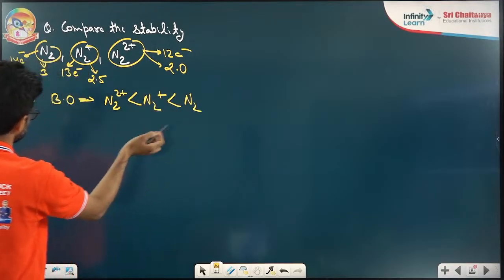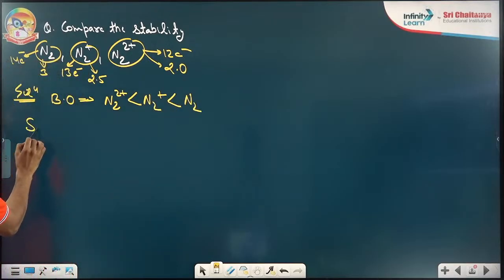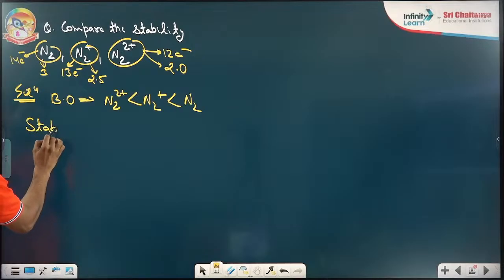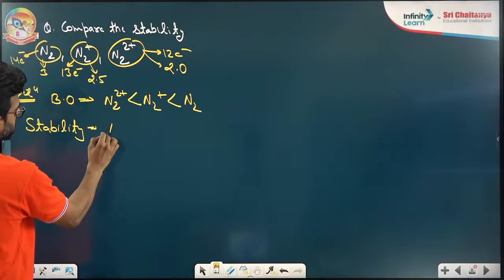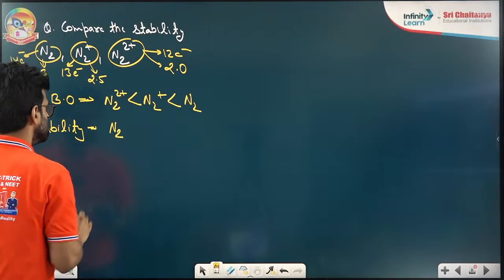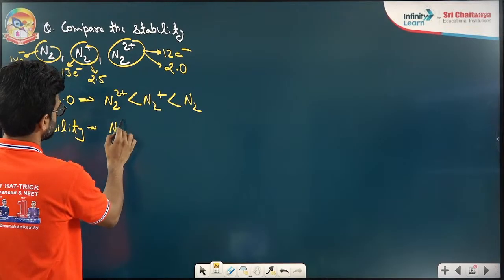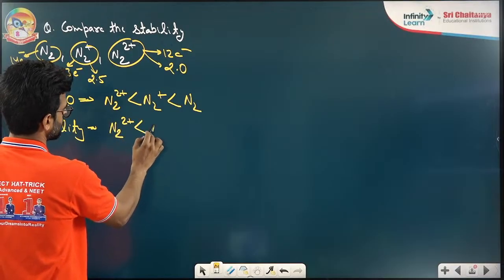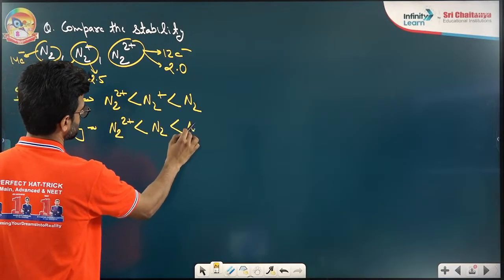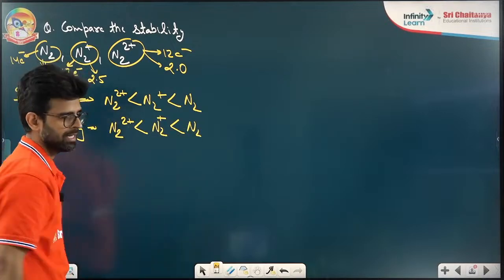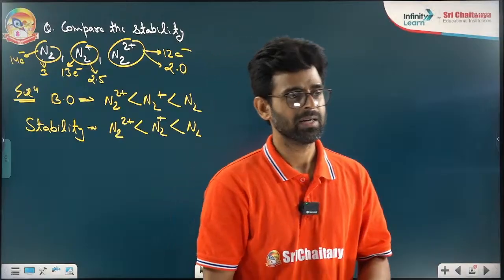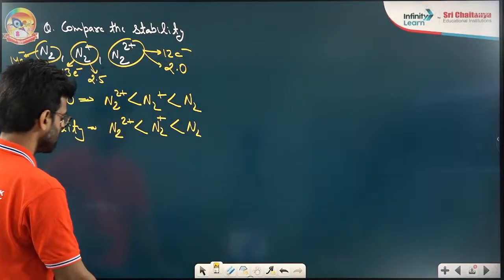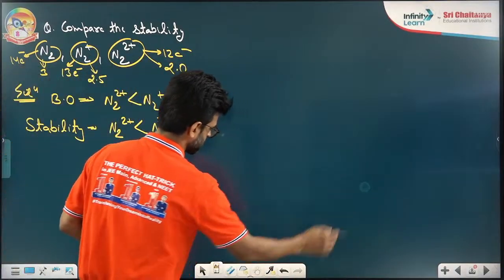Fine. If you go for the stability, you can give the stability sequence very easily. Reverse, sorry, the direct way, the same way, beta: N2 2 plus, N2 plus as well as N2. Higher the bond order, higher the stability. Very good answer, right answer. Okay, beta? Okay, good.